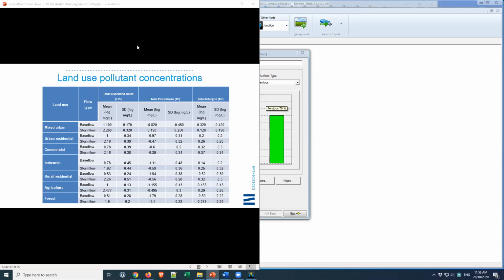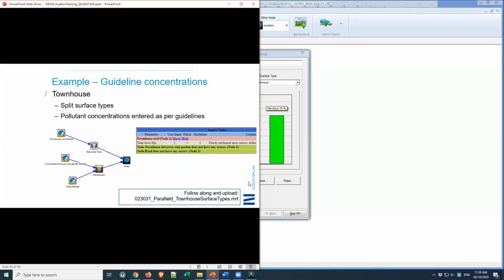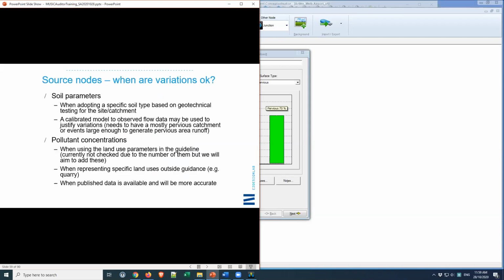Okay. Any other questions on concentrations or soil parameters? Alrighty. Yeah, so I guess just to recap, when a variation's okay is probably the key question that comes up.